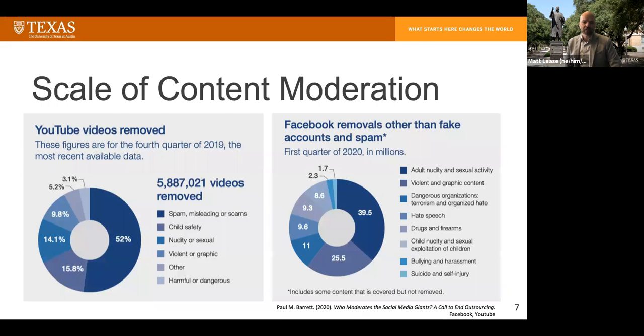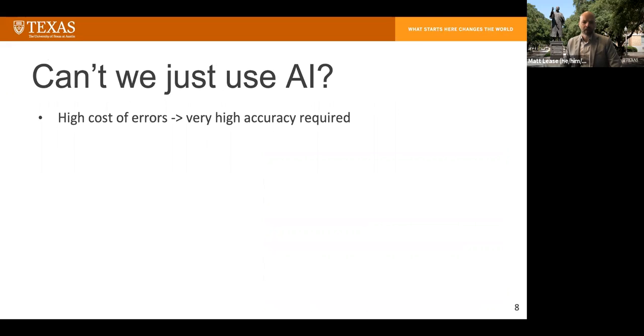So the scale of content moderation, just to give you some quick infographics, Facebook removed in the first quarter of 2020 over 100 million pieces of these kinds of inappropriate content. You can see all kinds of various types. YouTube does this as well. And interestingly, some of the content is also things like self-harm, so detecting when people might be at risk and providing interventions to try to help them.